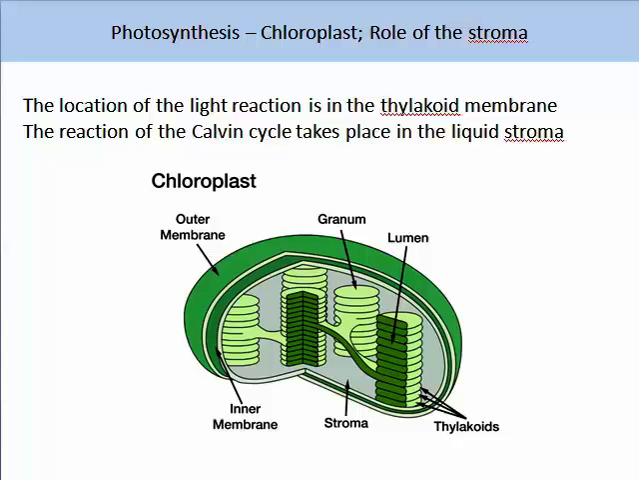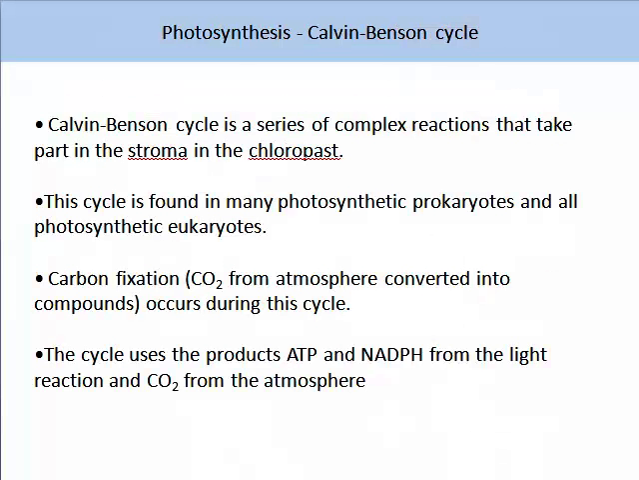Here we have an image of a chloroplast on the slide. The location of the light reaction, as we learnt in the previous lectures, was in the thylakoid membranes, and you can see these stacked in the image. The reaction of the Calvin cycle takes place in the surrounding liquid. This surrounding liquid medium is called the stroma.